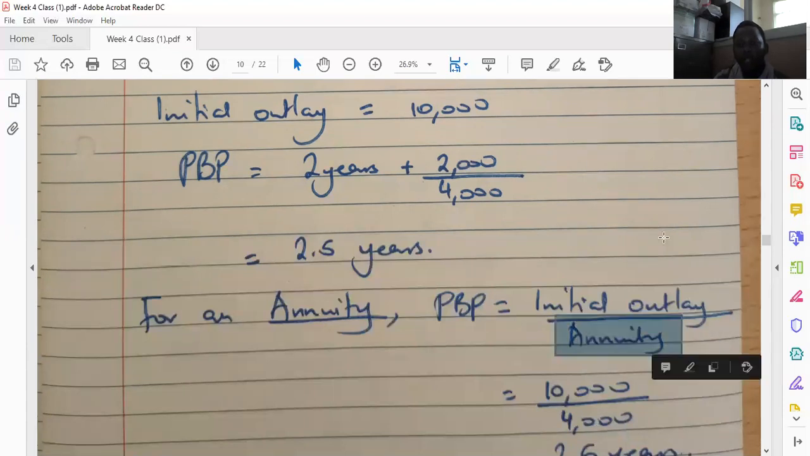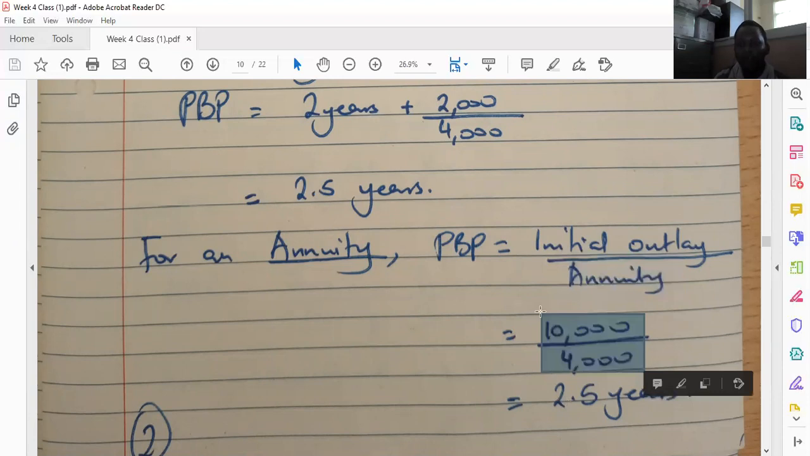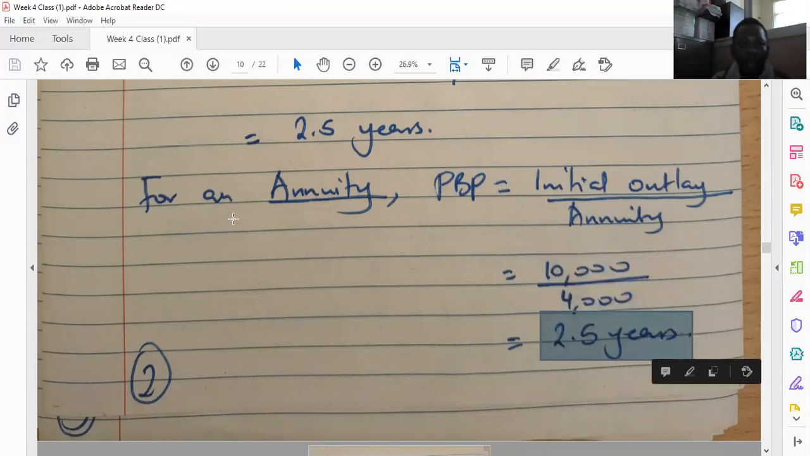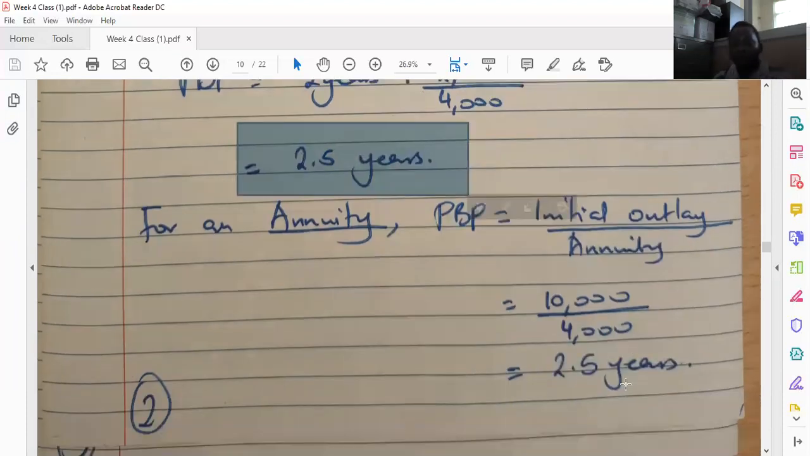So in our case, the initial outlay being 10,000 shillings, the annuity being 4,000 shillings. So therefore, 10,000 divided by 4,000 shillings will give us a payback period of 2.5 years. So this is the same as the payback period when using the cumulative cash flows. So it confirms that the procedure of computing the payback period is correct.